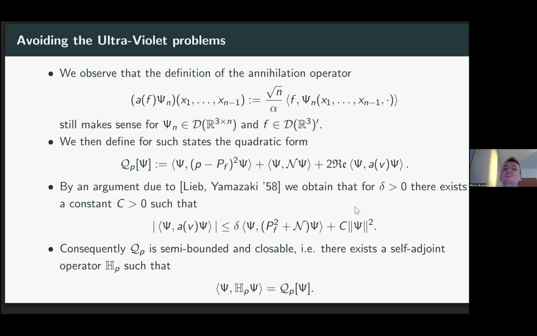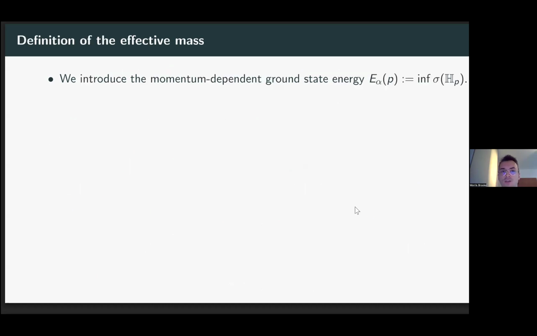Okay. Now, at this point, we have a properly defined self-adjoint operator, and I can now finally start discussing the definition of the effective mass. So in the following, I want to talk about spectral quantities, and the most elementary spectral quantity would be the ground state energy, but I define it as a function of the total momentum P. And how do I define it? Well, I simply define it as the infimum of the spectrum of the P fiber operator.